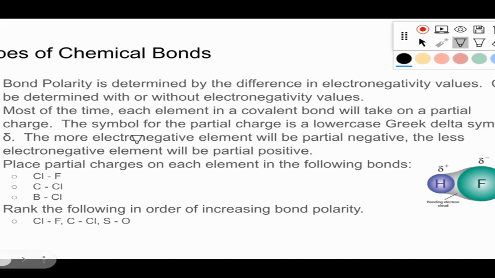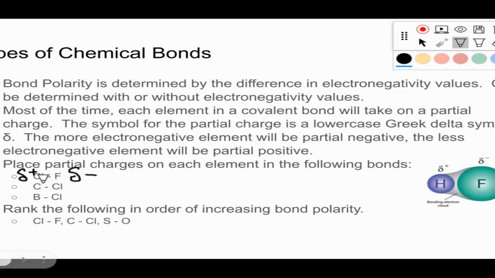So this one is asking me to put partial charges on each of the elements in the following bonds. So I have to look at where they're at on the periodic table. Whichever one is more electronegative based on that trend, we are going to put the partial negative on it. Whichever one is less electronegative, we're going to put the partial positive. Fluorine is the most electronegative element, so it is always going to be the greatest. So I'm going to do my little partial symbol, and this one's going to be partial negative. That makes chlorine automatically partial positive.